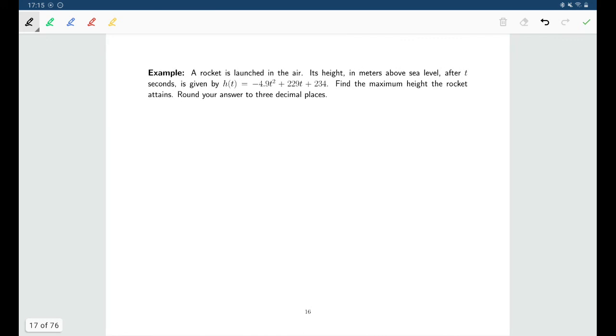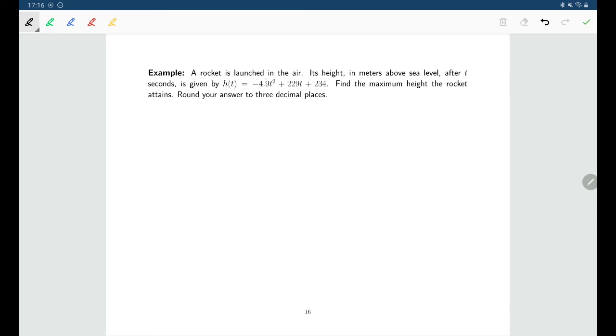Our last one that we want to do here is this rocket example. I've got a rocket launched into the air, and I've got its height in meters above sea level after t seconds given by this equation. And for me, I want to find the maximum height the rocket attains. In other words, I want to find out what is the y value for our vertex.